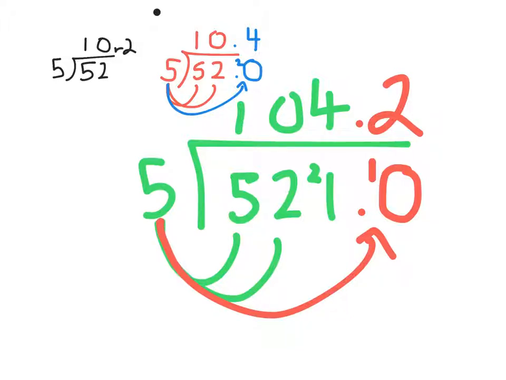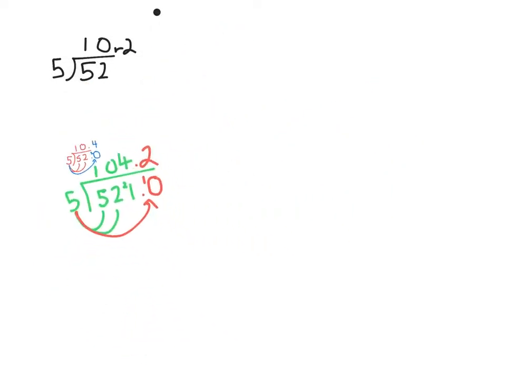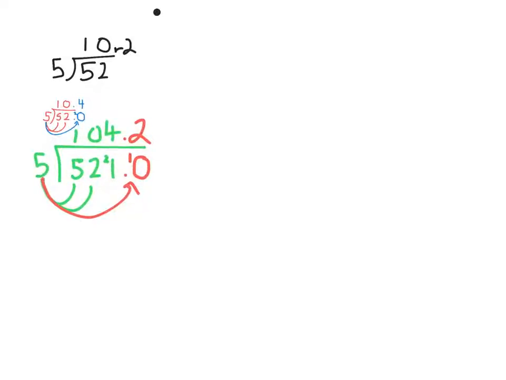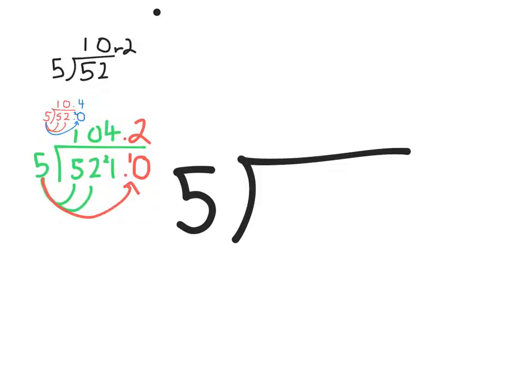Alright, how about I let you have a go? I'll move this over here so you can still have a look at it, and let me write you a sum. Let's go, we'll stay with our 5 times tables. 5 goes into 533. Alright, pause the video here and have a go. And then when you're ready to see the answer, press play again.